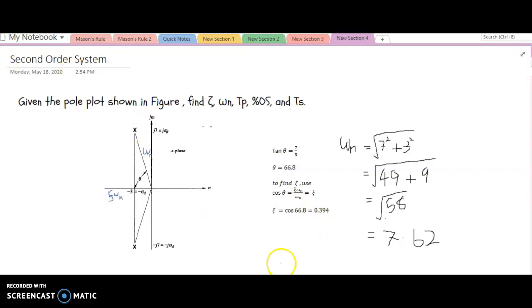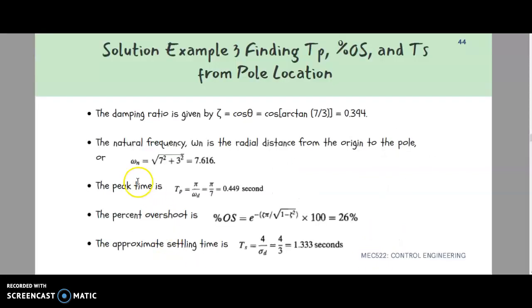Then we want to find omega n. You know that this one is omega n and this one is damping ratio times omega n. So you can find omega n by using the theorem of Pythagoras: 7 squared plus 3 squared, and then the square root, and you get 7.62.